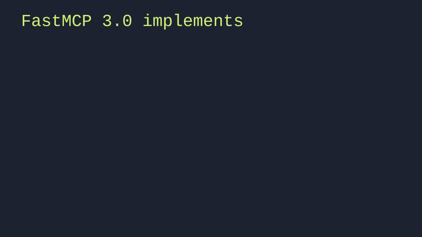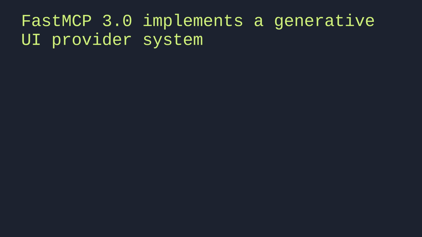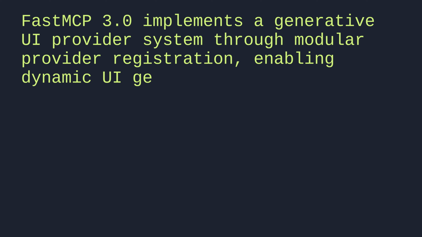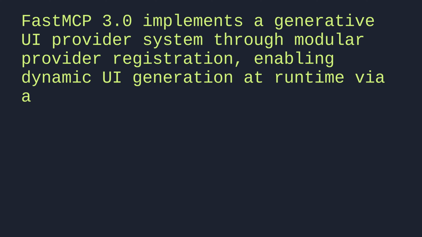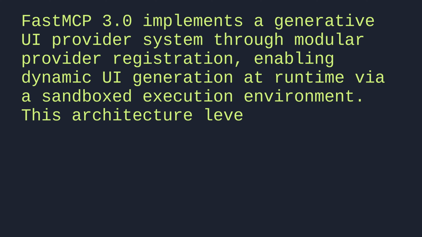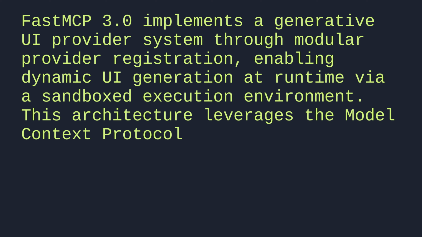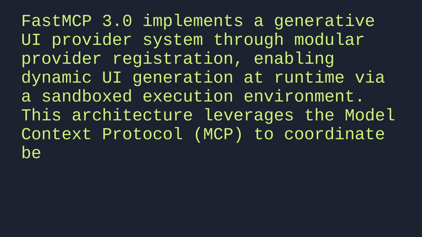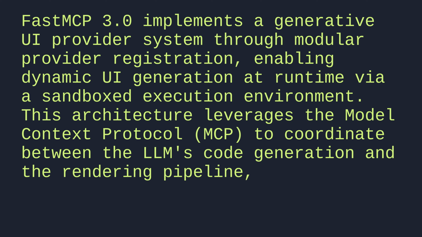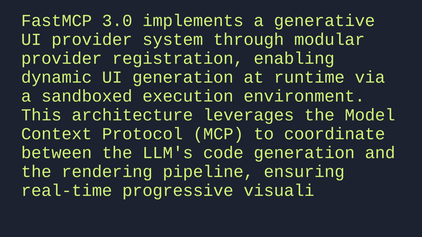FastMCP implements a generative UI provider system through modular provider registration, enabling dynamic UI generation at runtime via a sandboxed execution environment. This architecture leverages the Model Context Protocol (MCP) to coordinate between the LLM's code generation and the rendering pipeline, ensuring real-time progressive visualization.